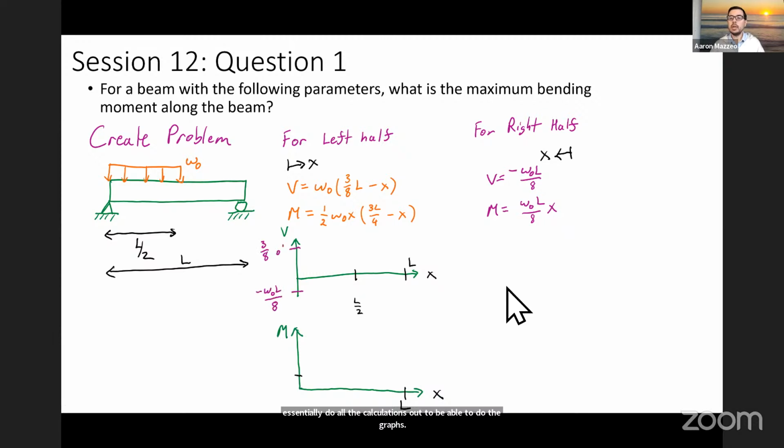Here we can go ahead and start drawing from the left. So this is the left half calculation. If we plug in x equals 0, we're going to be at 3/8 W naught L. And then when we get to L over 2, that's the end of when these equations are good. Well, that's the end of when these equations are valid. When we get to L over 2, we're going to be at minus W naught L over 8.